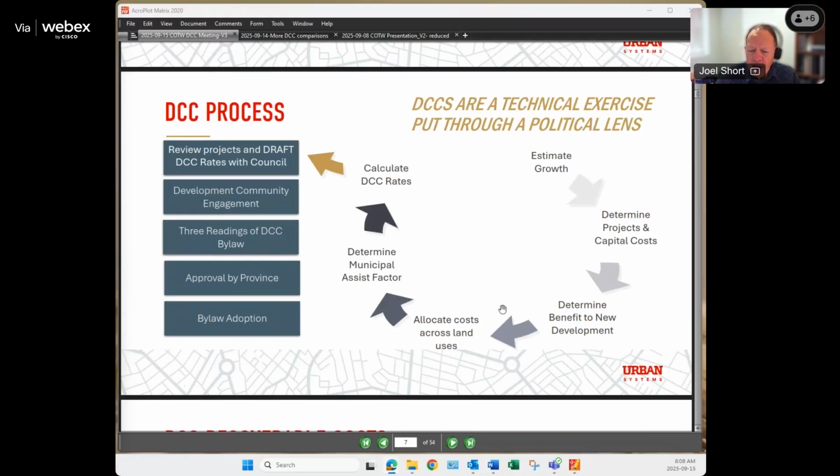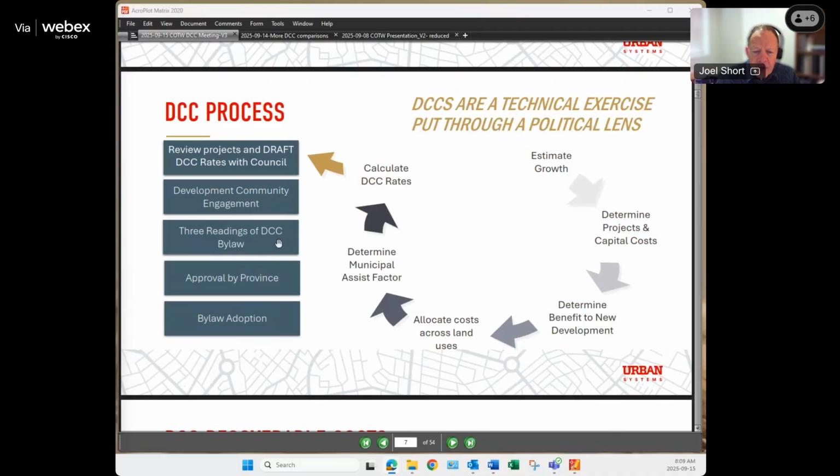And then we allocate the costs across various land uses, across commercial, industrial, institutional land uses. And then we determine the municipal assist factor, which we're going to talk about as well. And then we calculate the DCC rates. And then we review those rates with council, which is one of the steps that we're taking now. And then we engage with the development community, get their thoughts and input, and the general public.